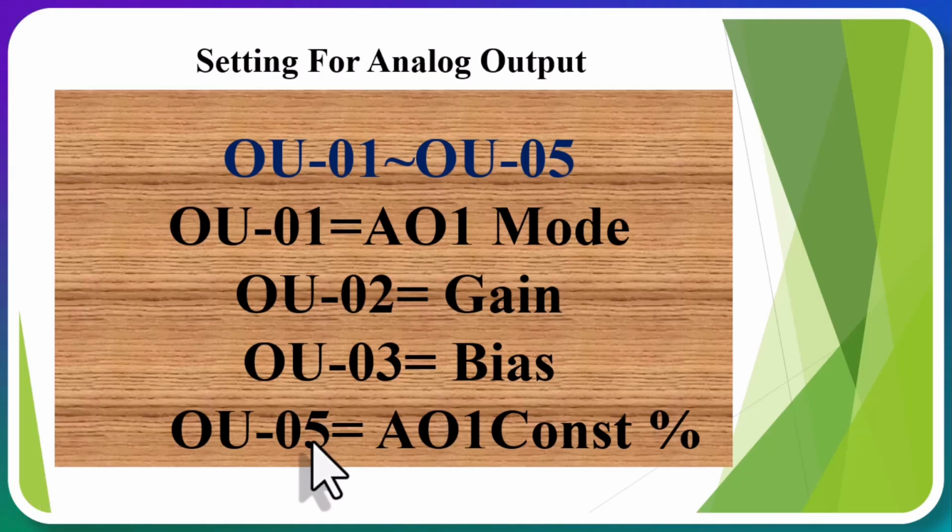For example, if you do not want the 0 to 10 volts to be given based on a certain criterion, or you do not want it to be based on output frequency, and you want the output to always give you 10 volts, you should set the OU01 parameter to constant instead of frequency, meaning a fixed value, and in OU05 specify what percentage of this output voltage you want. For example, if you set it to 100%, you will get 10 volts at the output. If you set it to 0%, you will get 0 volts at the output.